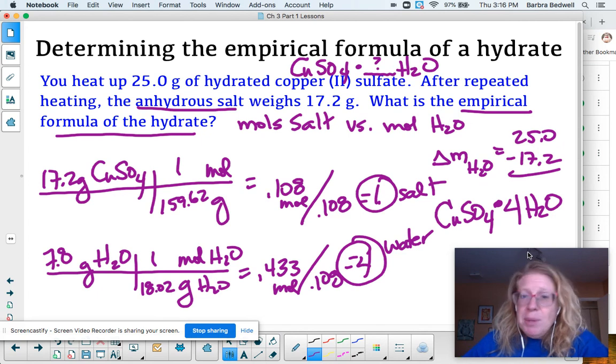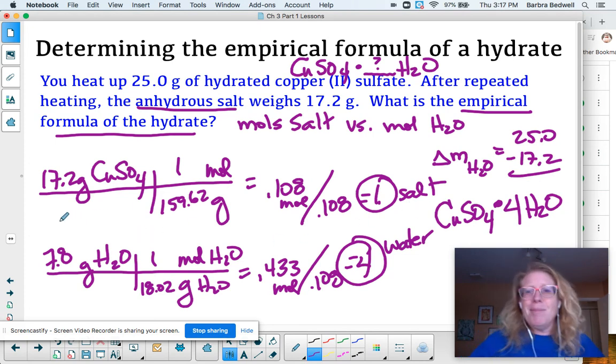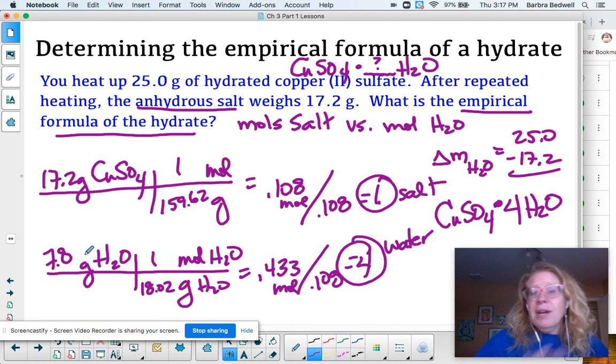So that's how you do empirical formulas for hydrates. And I hope that we can actually get to do this in a real lab because it's actually kind of fun to heat up really toxic compounds and drive off the water. So there you go. Empirical formulas and how they relate to hydrated salts.